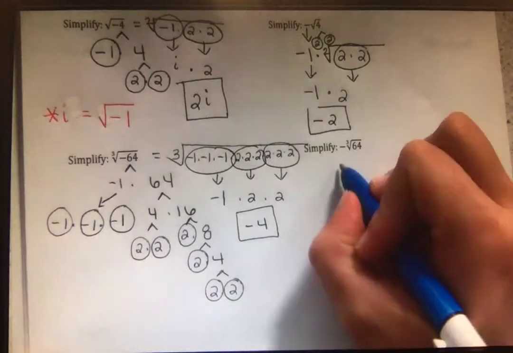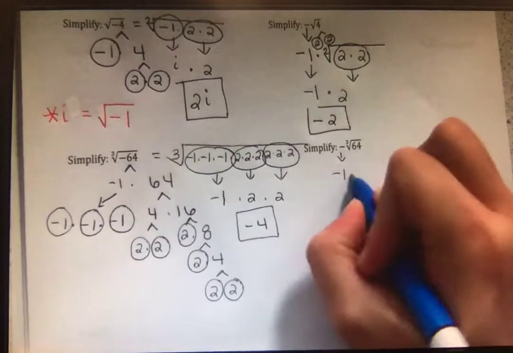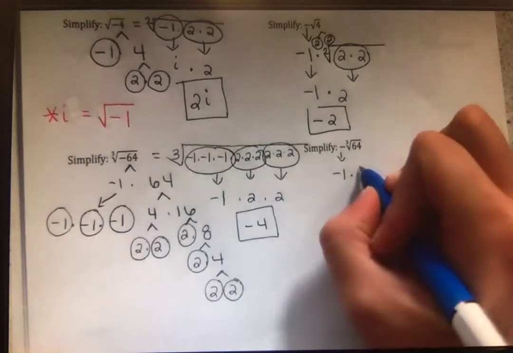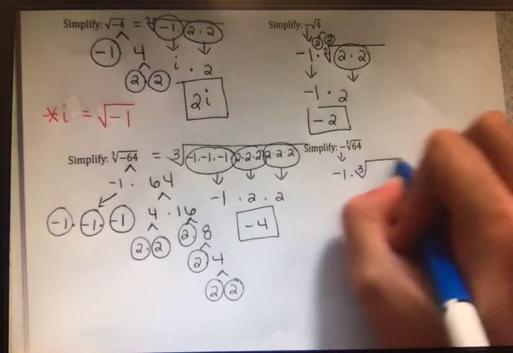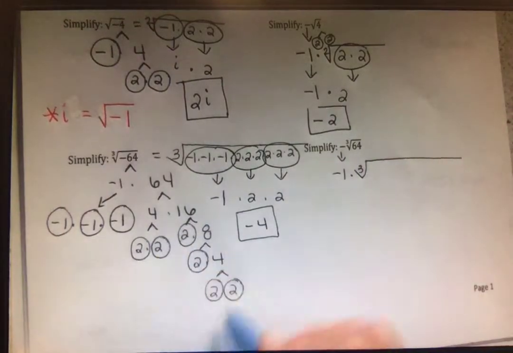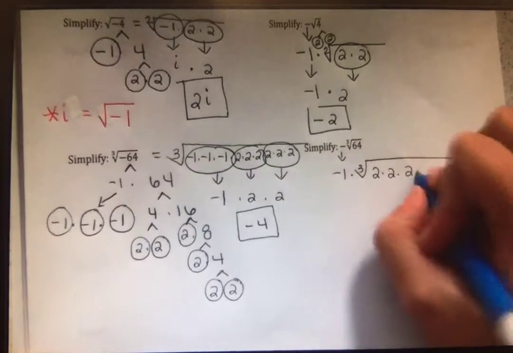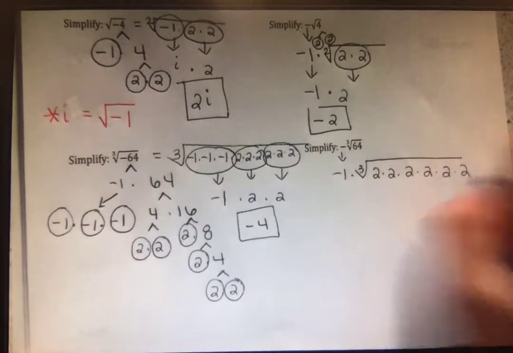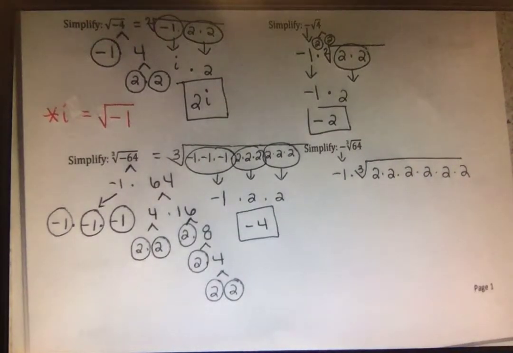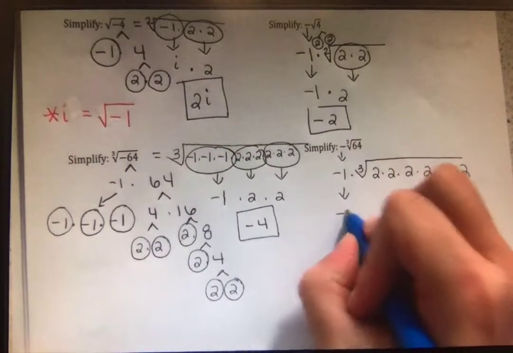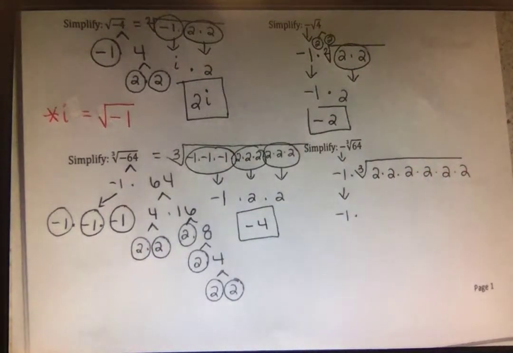Same thing with the next one. This negative is already out front, same thing as negative 1, so it's going to stay out front. We have the cubed root of 64. We just broke down 64 over here. We said it's 2 times 2 times 2 times 2 times 2 times 2. Again, this negative 1 is just hanging out front. Don't forget to keep on bringing it down.